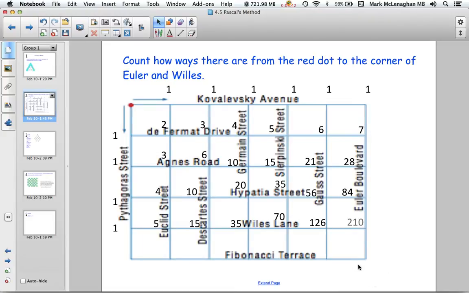210. So there's 210 different pathways from our starting point with the red dot going right and down to this corner over here, Will's Lane and Euler Boulevard. This is an example of how we can use Pascal's method to find out the number of paths from one point to another.